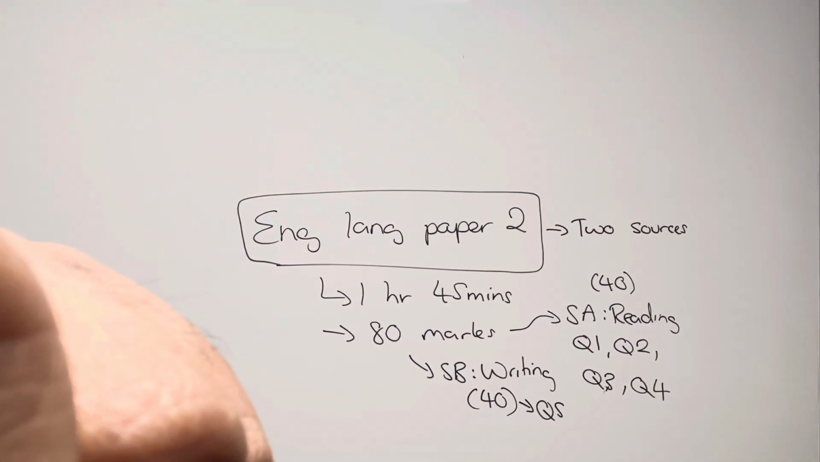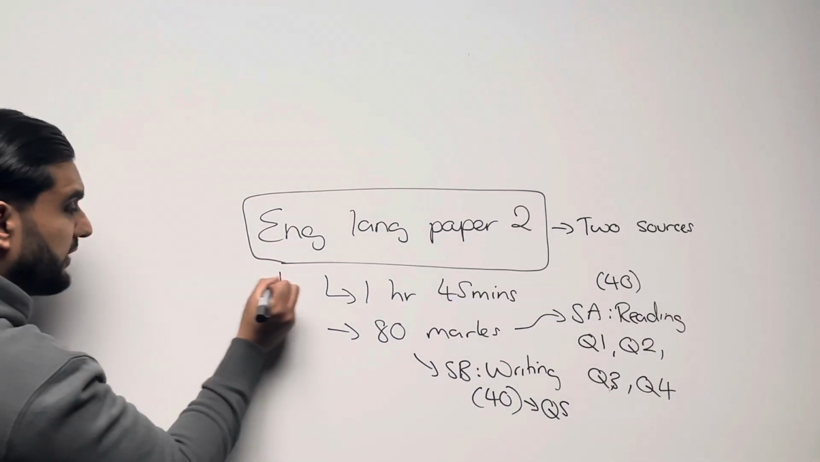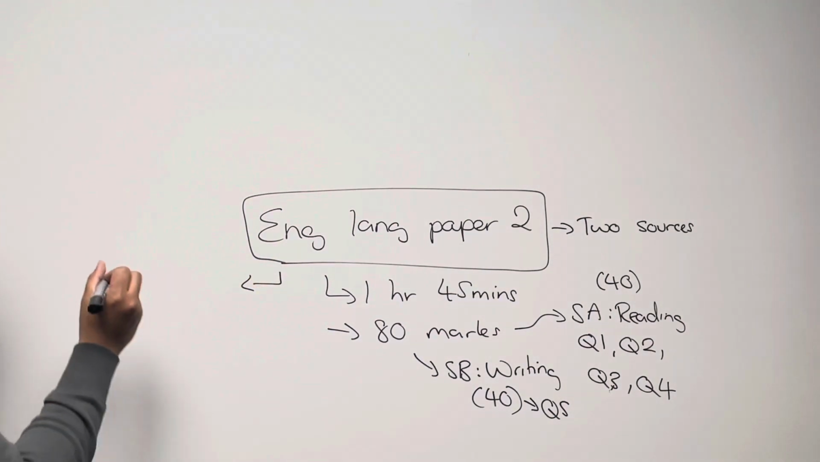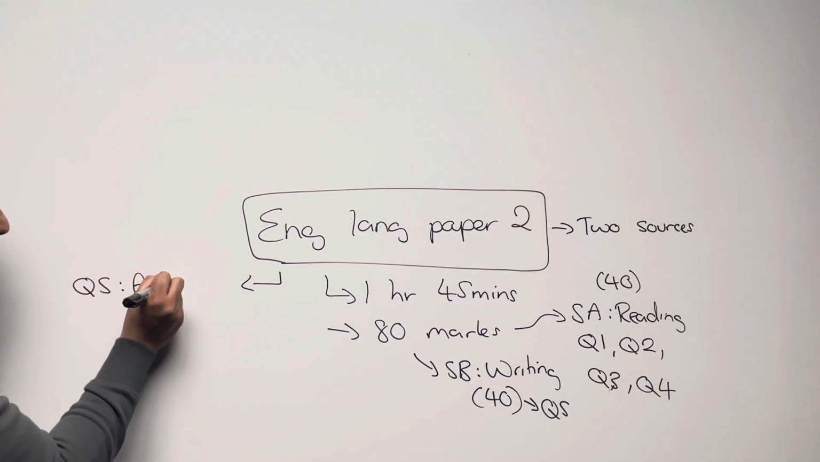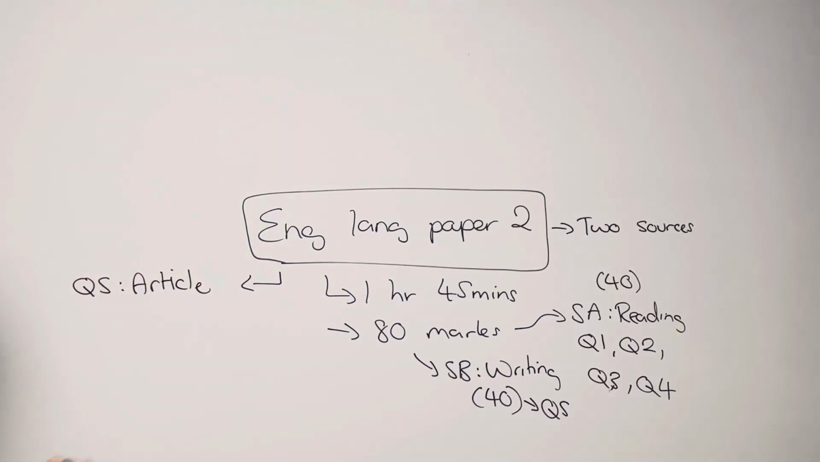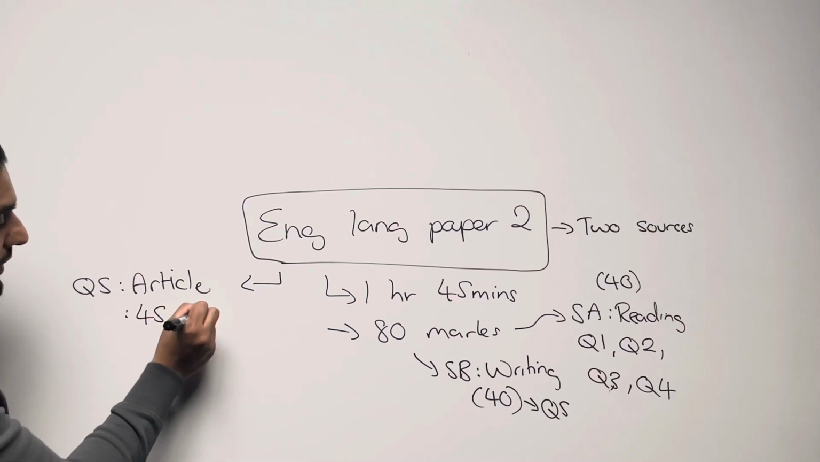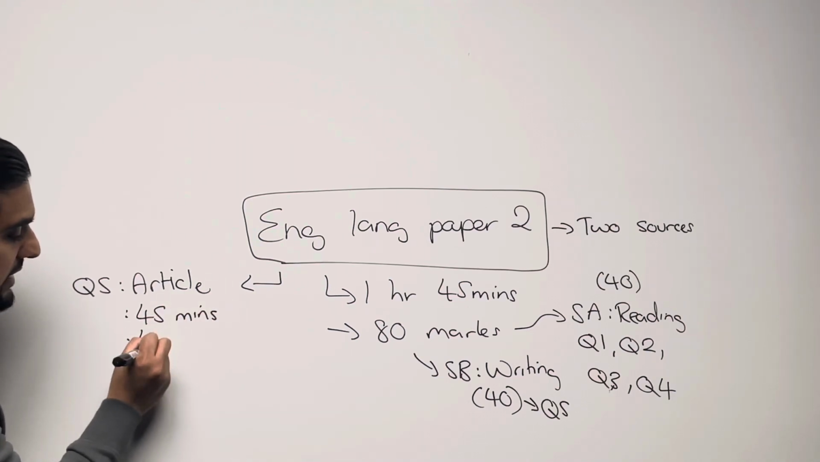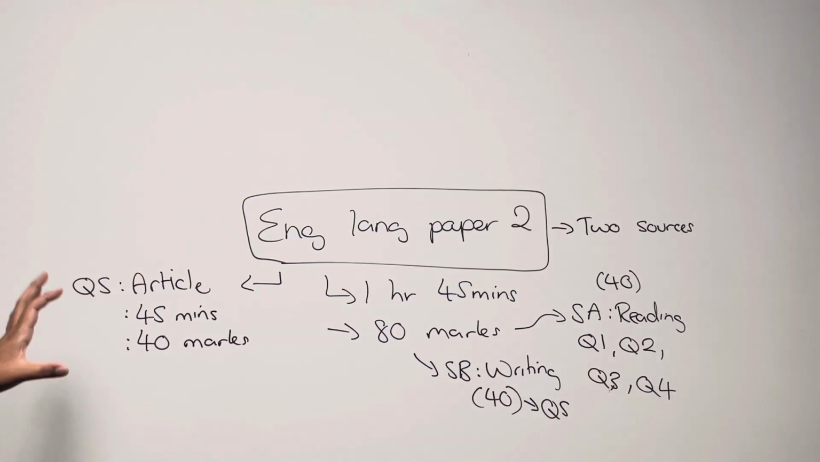I'm going to go over my advice in regards to the order you should be completing your exam. The first thing you should be doing in your exam this year is question number 5, which is writing an article. You are given 45 minutes writing time, and it is worth 40 marks in your exam.